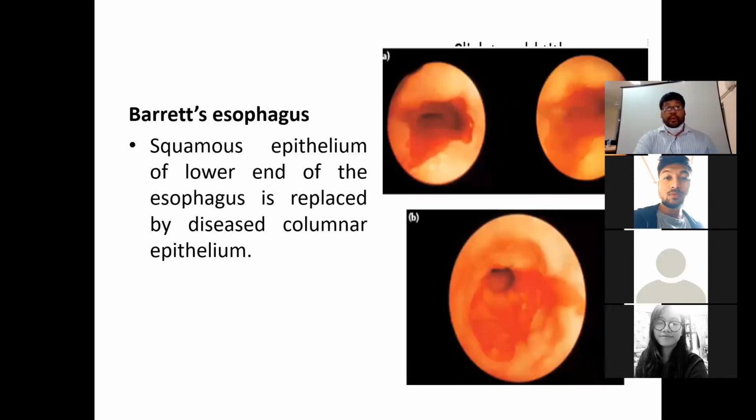So next we have the Barrett's esophagus. So here we know that the normal epithelium is replaced by the diseased epithelium. So the squamous epithelium of the lower end of the esophagus is replaced by the diseased columnar epithelium.